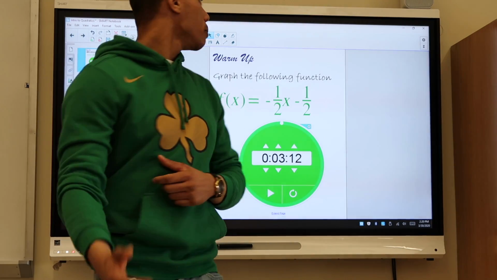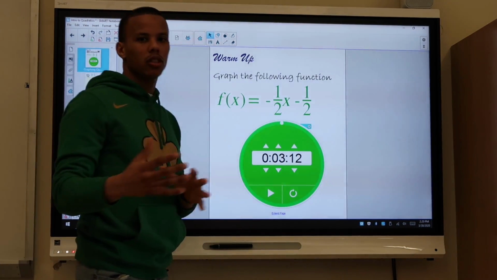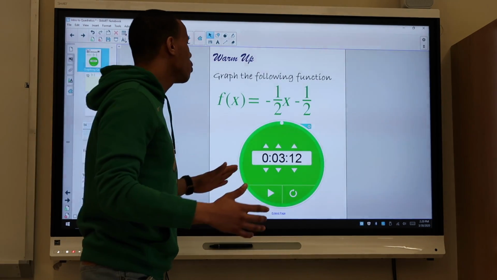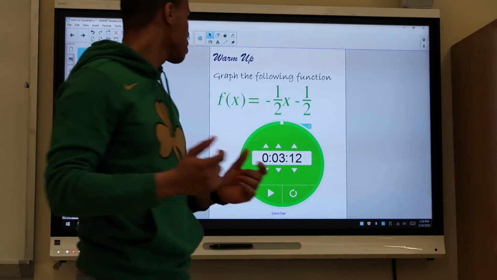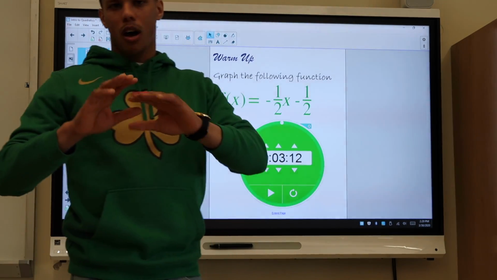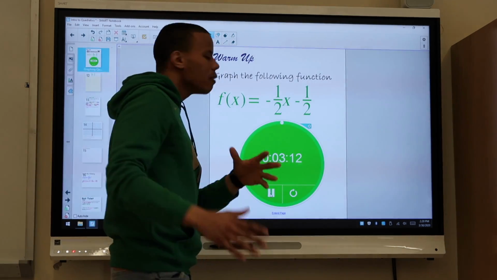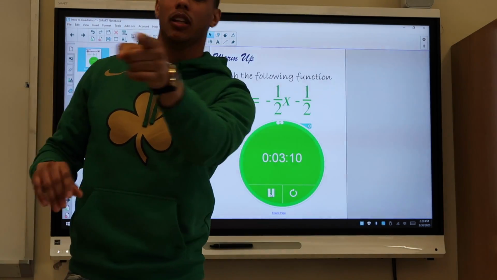So welcome back. This is what I want you to do. I want you to take out your notes and give it a try, just graphing this function. I know a lot of you don't have grid paper, but let's just see if you can eyeball it. So you have around 3 minutes to do this, so let me know.